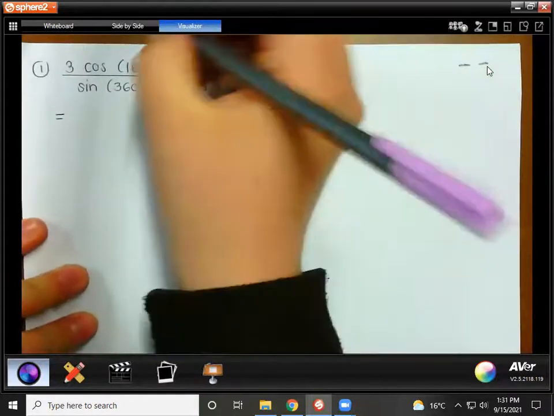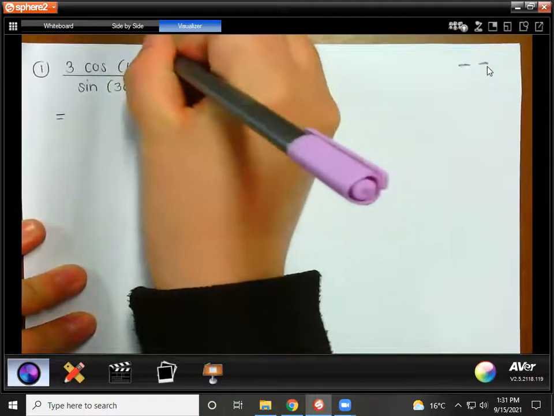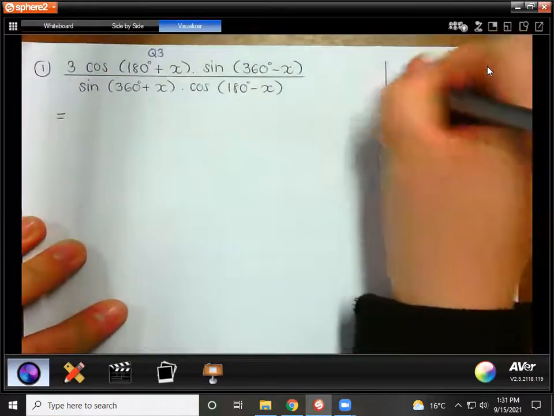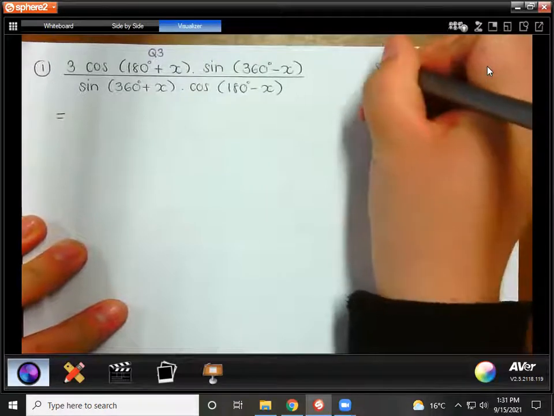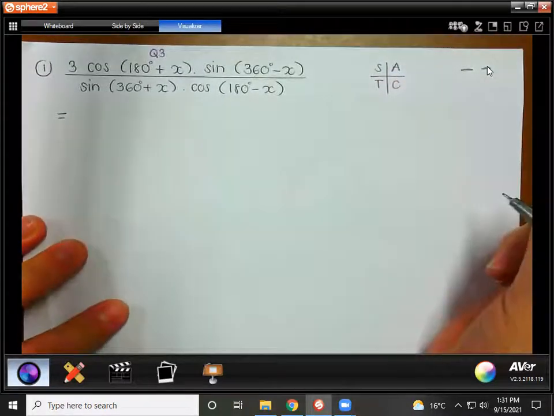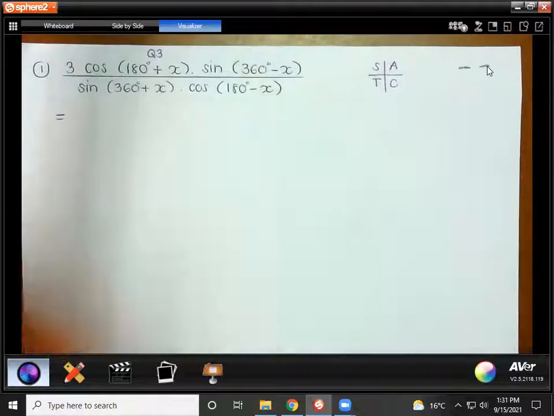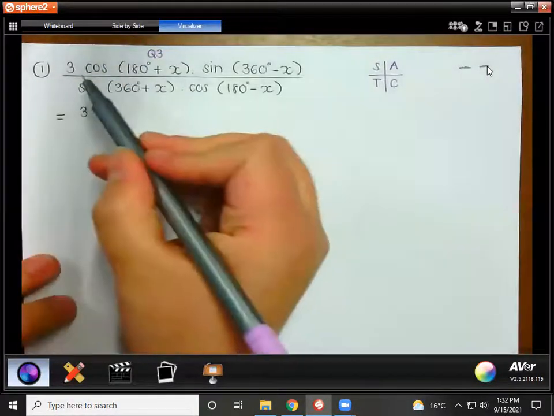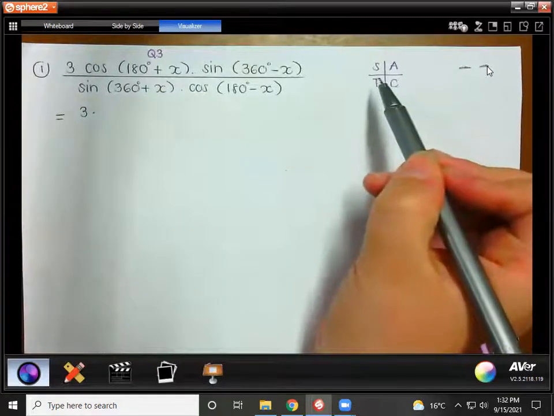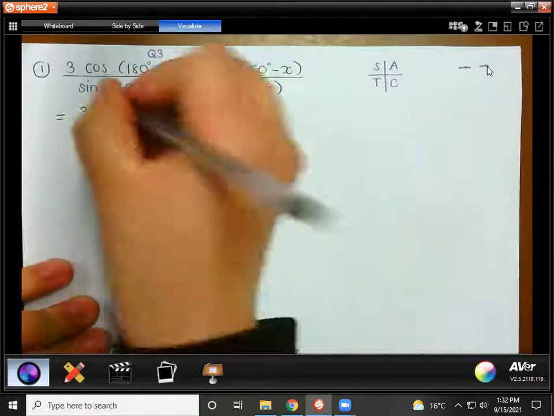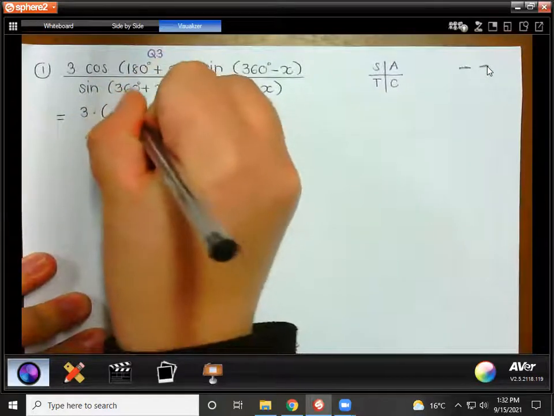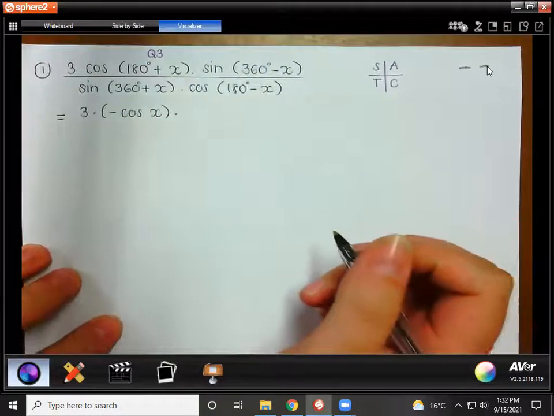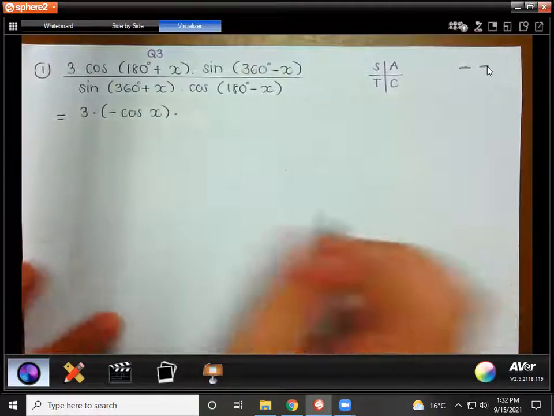I hope it works. All right, guys, we said yesterday that 180 plus x is in the third quadrant. Right, that is always our first step. We have our cast diagram on the side to help us. We're going to put our 3 there. We know that cos in the third quadrant is negative, right? So we're going to change this to negative cos x. Okay, that was the one that we did together.